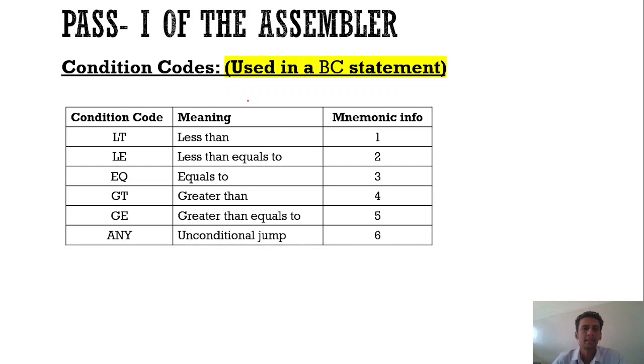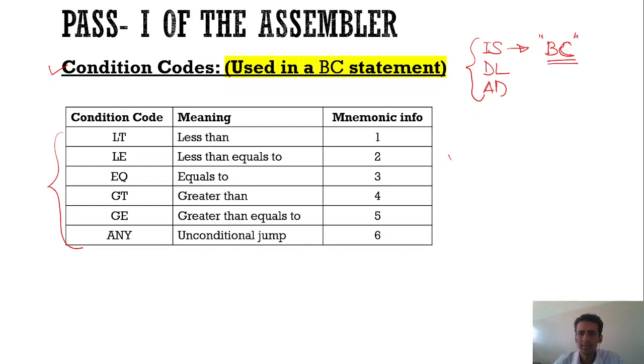Next is the condition codes. Besides the instructions that we considered in the machine opcode table, that is imperative statements, declaration statements and assembler directives, there are condition codes that we may find in the input program. In total we have 6 condition codes, and specifically these condition codes you will find in one of the imperative statement instructions, that is branch on condition.